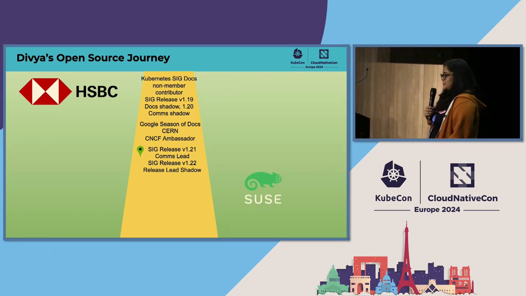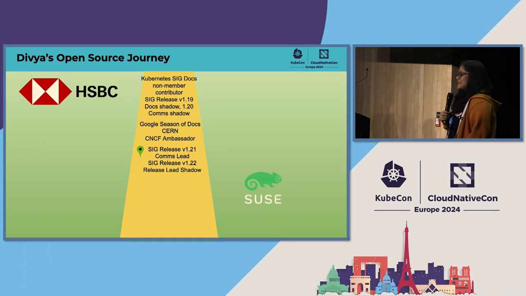And Savita, who's again my friend too, asked me to be the release lead shadow underneath her leadership for the 1.22 release. As it turns out, after that, I realized that I had done too much work and I was suffering from burnout. I did not pace myself well.